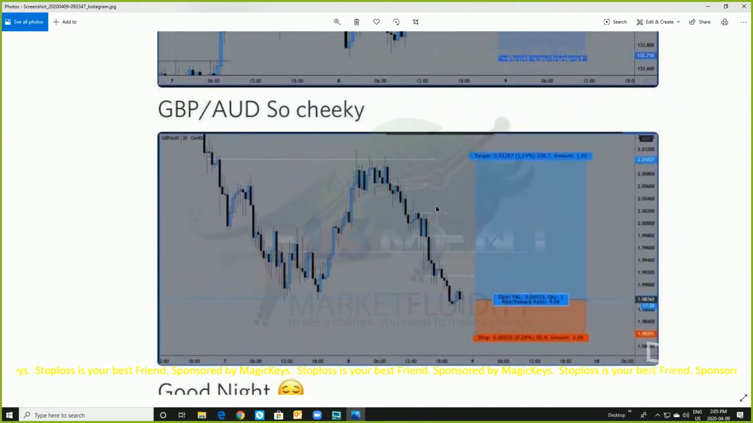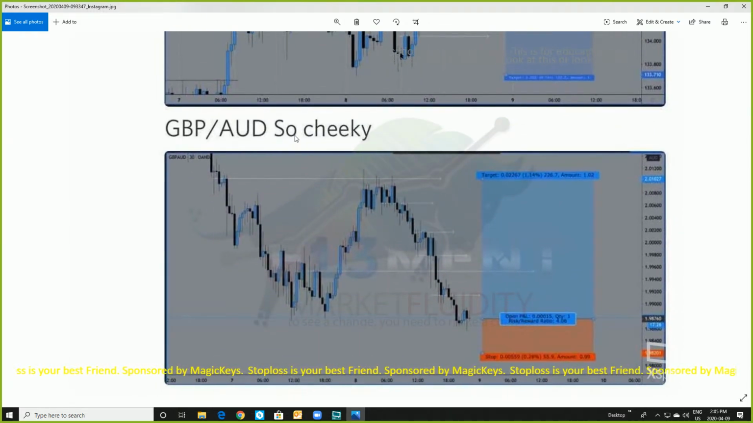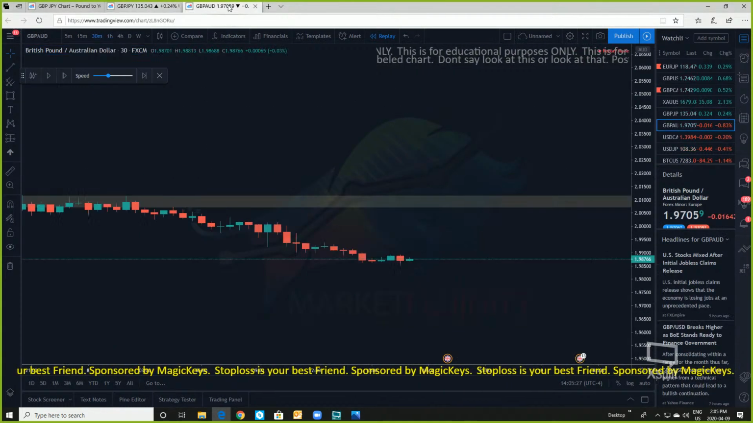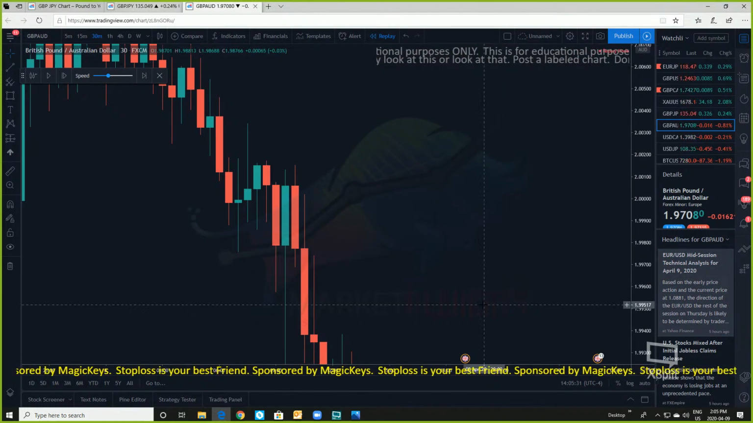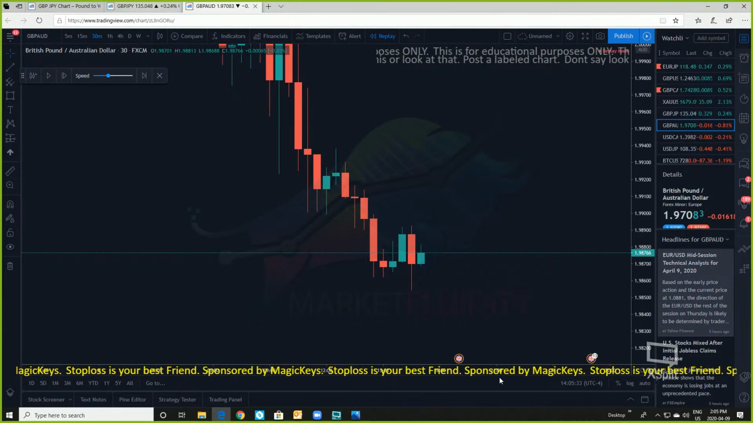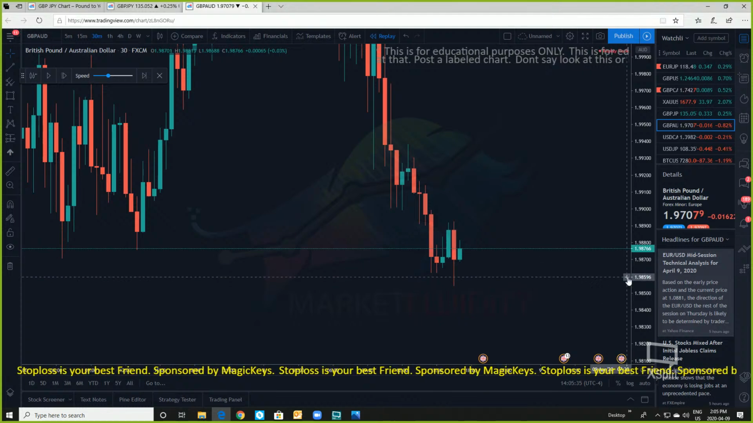This was GBP AUD, so cheeky. So we're going to go down to this chart and see if this selling idea, actually this was a buy, this buying idea actually made sense. So we go over to GBP AUD, and this was the area where the buying idea was sent out.